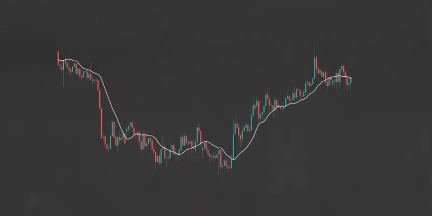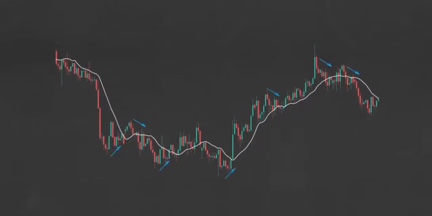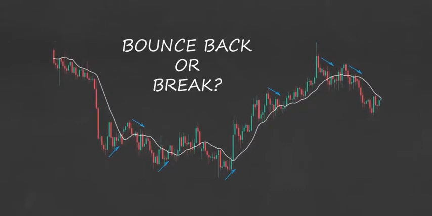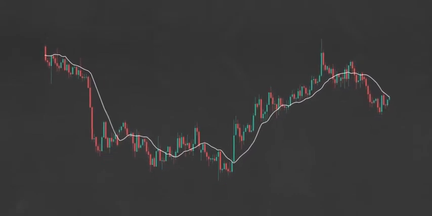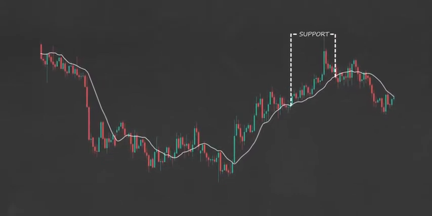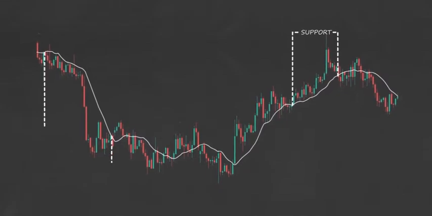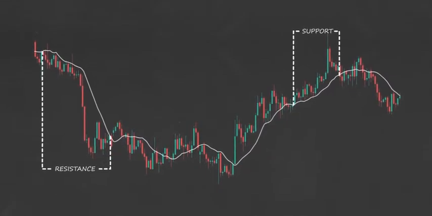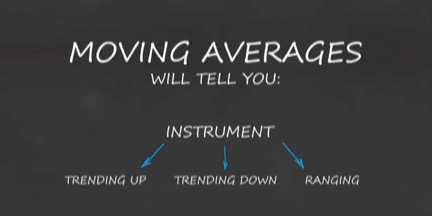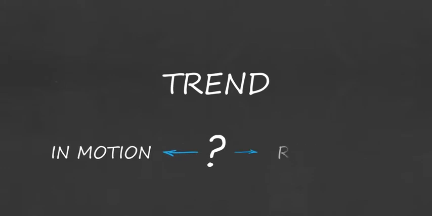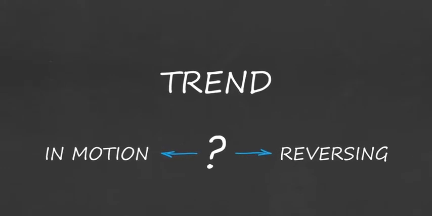So traders will check to see whether the price is going towards the moving average and see whether it will bounce back from it or break it, as with regular support and resistance level. Oftentimes, the price of an instrument will find support at the moving average line when the trend is up, and will find resistance at the moving average line when the trend is down. So moving averages will tell you whether an instrument is trending up, down, or if it's ranging. It can tell you if a trend is still in motion and whether it is reversing or losing momentum.